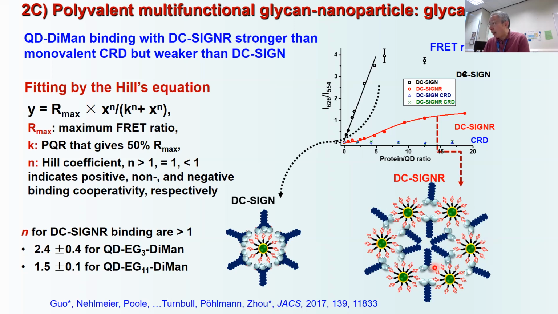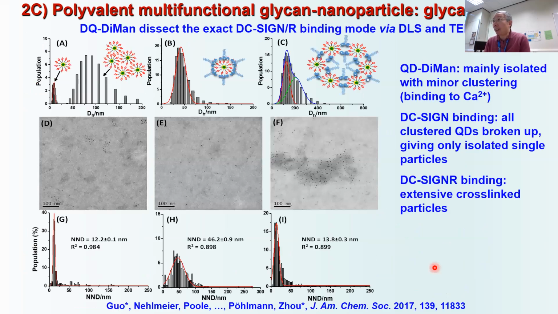For these different binding modes, we should be able to see the difference when we measure the hydrodynamic size, for example. Initially, with the quantum dots alone, we do see individual and also slightly clustered particles. After binding to DC-SIGN, we see all of these clusters have completely disappeared from the TEM images, and the hydrodynamic size corresponds well to quantum dots coated with a layer of proteins. But for DC-SIGNR, clearly there are much bigger assemblies, also confirmed from the TEM images.